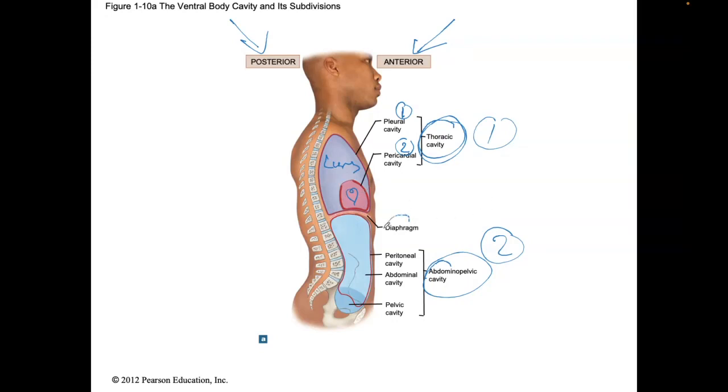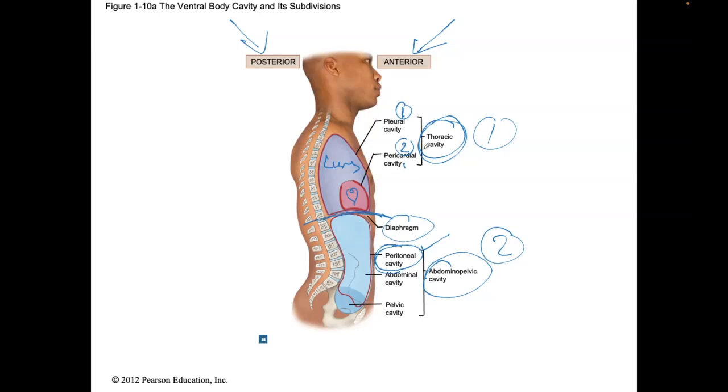Then we have this muscle right here called the diaphragm. The diaphragm is going to separate the thoracic cavity from the abdominal pelvic cavity. Okay. The biggie here, within this peritoneal cavity, you can have all your digestive organs here, the stomach, the intestines, the kidneys. Okay, so you're going to hear peritoneum, pericardial, and pleural. You're going to be hearing that.